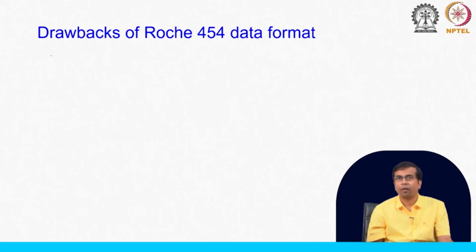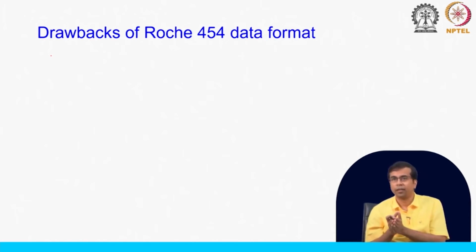Now, what are the drawbacks of the Roche 454 data format? It looks great, right. You can now look at the sequence data, you can read the quality score, and you can check the quality score of the bases. You can write your own program, or you can probably use some software tools that will read the quality score as well as the sequence data and will give you an idea about the sequencing run.